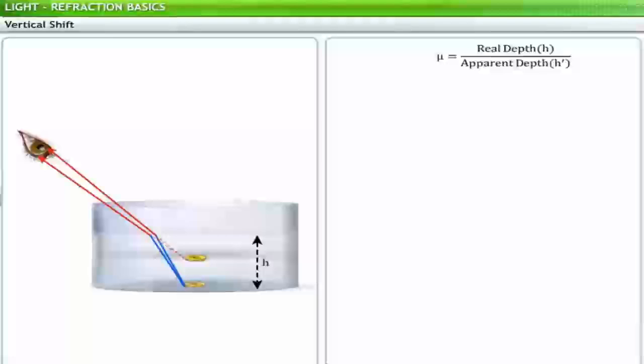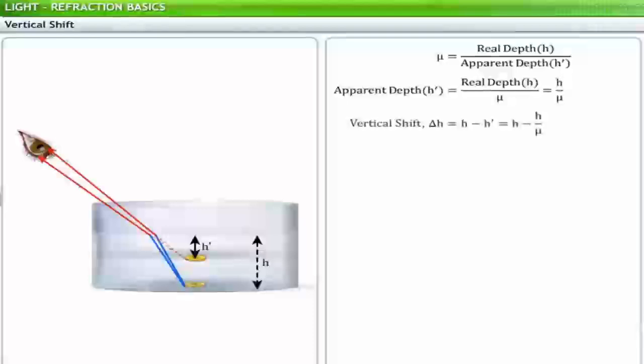Refractive index μ of a material is the ratio of real depth h to apparent depth h dash. Thus, apparent depth is the ratio of real depth to the refractive index. Vertical shift, denoted as delta h, is equal to the difference of real depth and apparent depth. By substituting the values of h and h dash, we get the expression of vertical shift as h multiplied by 1 minus 1 divided by mu.